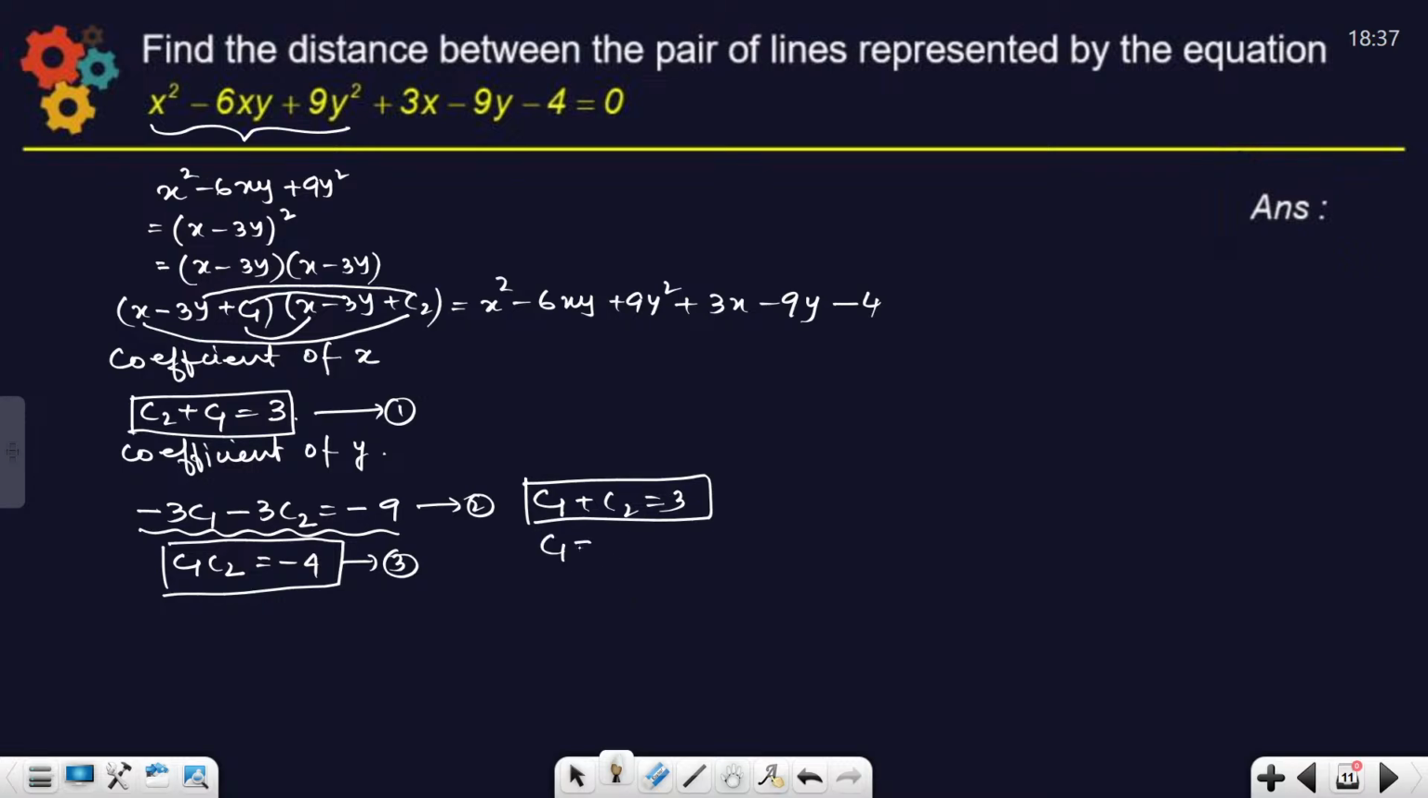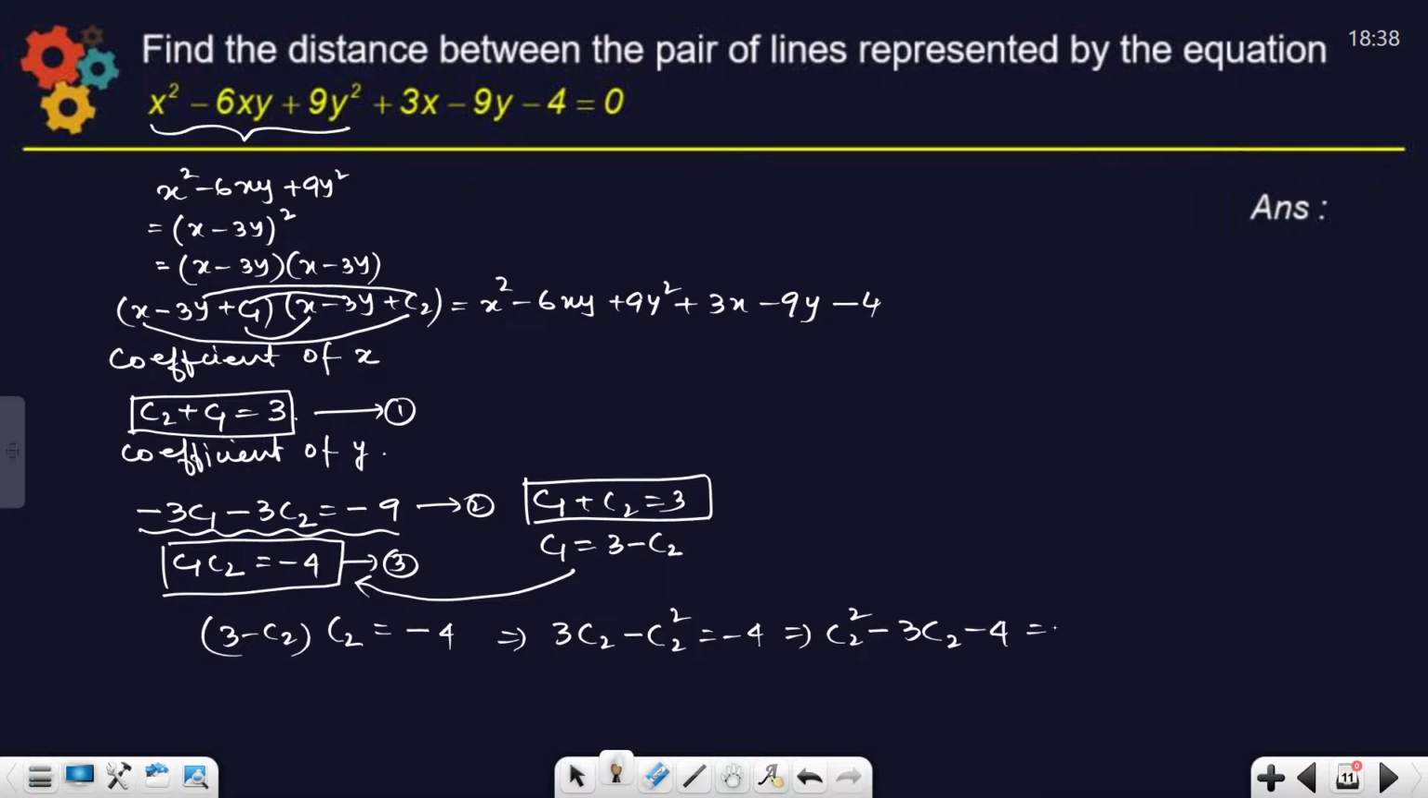So from here, we are getting c1 is basically 3 minus c2. Simply replace this in 3. So (3 minus c2) into c2 will be equal to minus 4. So what are you getting? Take this thing to one side: c2 squared minus 3c2 minus 4 equals 0.